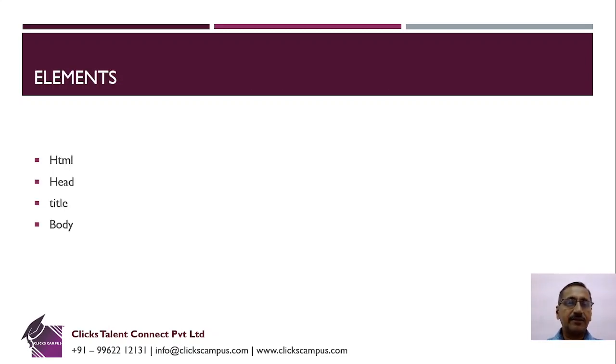Then if you take up elements, there are a lot of examples, as I told you. HTML is a root. Basically it's called the DOM, document object model. That will be a root element, that's called the HTML element. Then inside it we can have children. So head is one of the children. Then title is a child of head. Within head we can have multiple elements like meta, then link, then script. So these are the children of head.